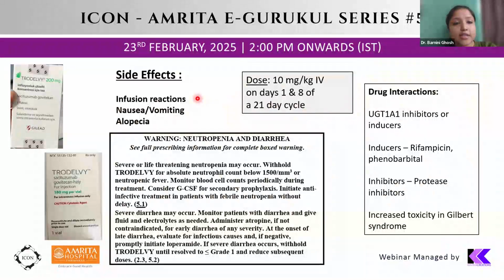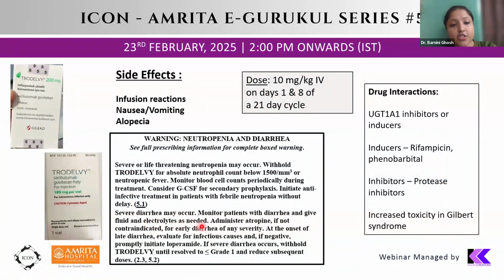So among the side effects, the easy way to remember is that this is a monoclonal antibody. So obviously there will be some degree of infusion reactions. Now for the cytotoxic payload part, it will be just similar to the side effects of cytotoxic chemotherapy, like nausea, vomiting, alopecia, and myelosuppression. Since it is a topoisomerase 1 inhibitor, another toxicity is severe diarrhea. It is similar to that of irinotecan. So patients may suffer from severe diarrhea.